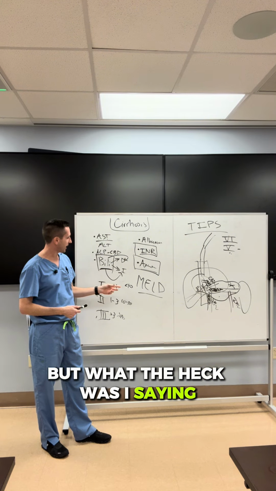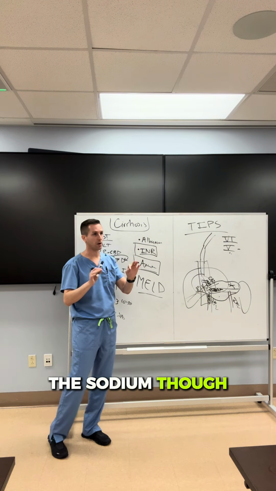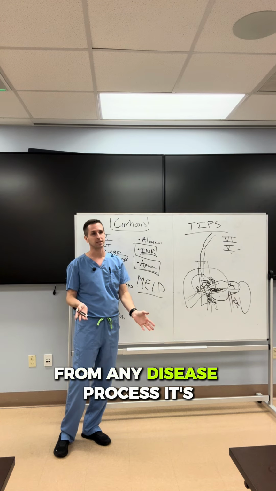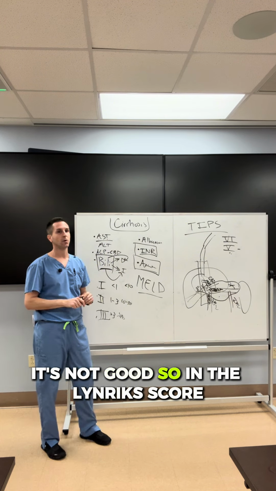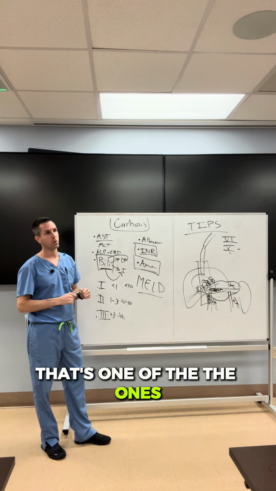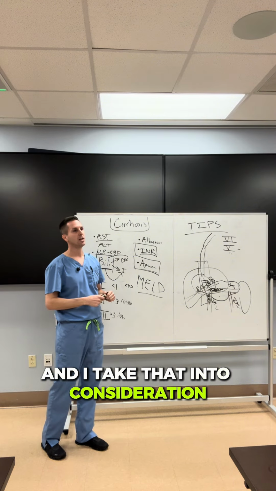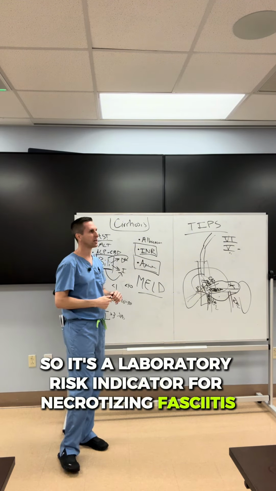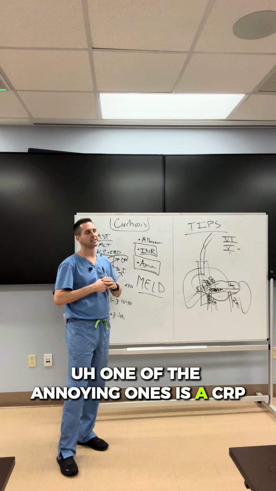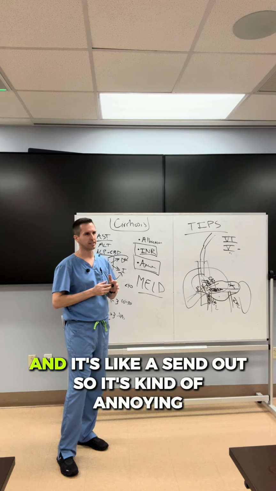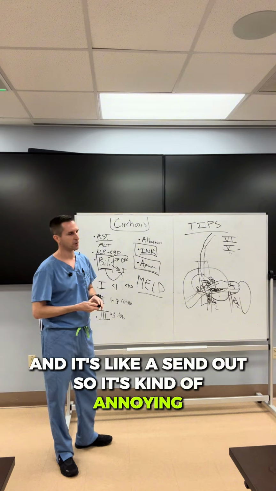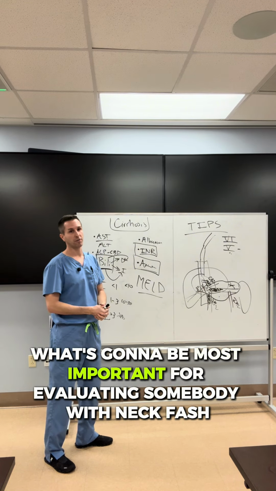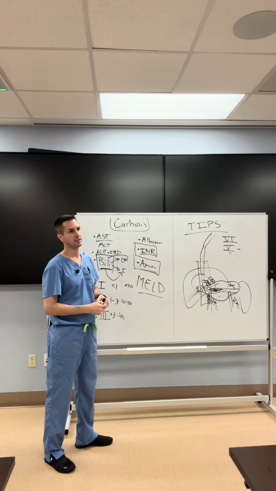But what the heck was I saying? The sodium though. Sodium is, the second you see someone becoming hyponatremic from any disease process, it's not good. So in the LRINEC score, that's one of the ones, and I take that into consideration. One of the annoying ones is a CRP. We don't get that regularly, and it's like a send out, so it's kind of annoying, but you can take all those other components, and then what's going to be most important for evaluating somebody with necrotizing fasciitis?